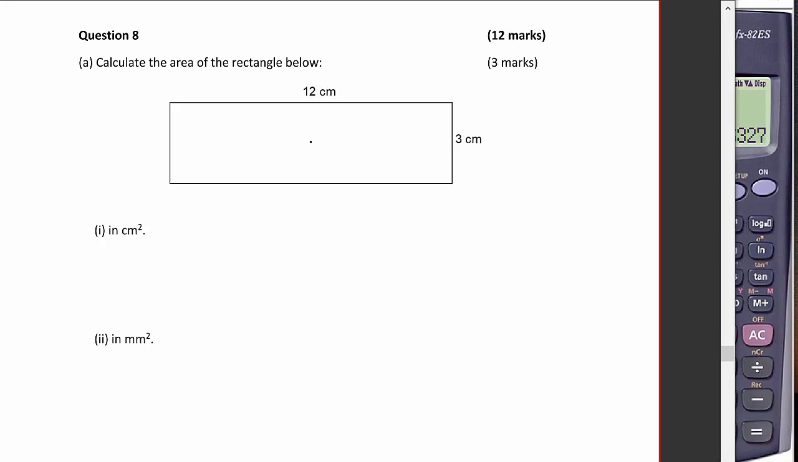Calculate the area of the rectangle below in centimeters squared and then in millimeters squared. So in centimeters squared, the lengths are in centimeters already. So for a rectangle, it's just the length times the width. So that's going to be 36. And let's make sure we get the units down.